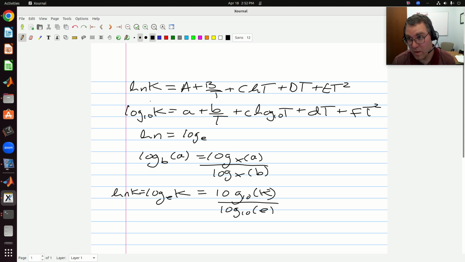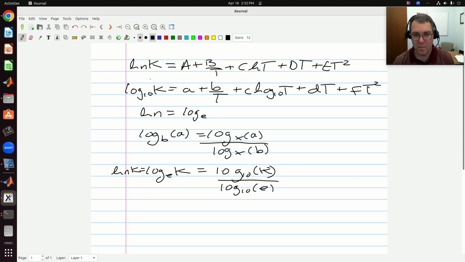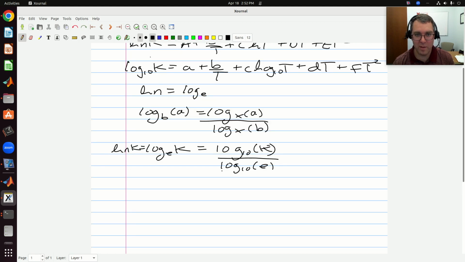Little d by log base 10 of e, and little f by log base 10 of e. Okay, this term is a little different. When I divide this term through by log base 10 of e, we actually have log base 10 of t divided by log base 10 of e, which would give us natural log of t. Let me try to make sense of this.